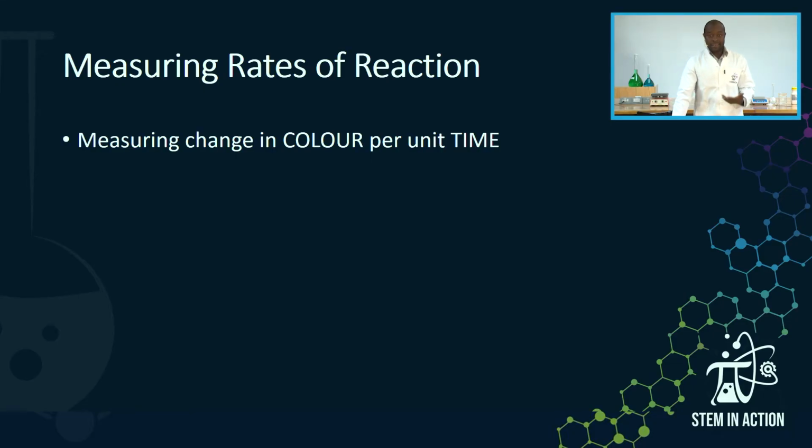So the fourth method, which is the last one, is measuring change in color per unit time. There are some reactions that result in a change in color, and we can use the rate at which that change in color happens as a reflection of the rate of the reaction.